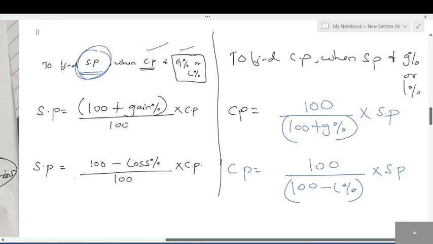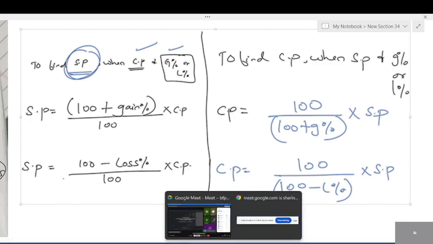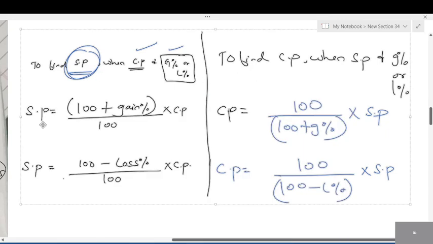Yes, shall we start solving? All of you completed? What about Amani? Done? Shall we try the next one? Okay. Malak, Mana completed.